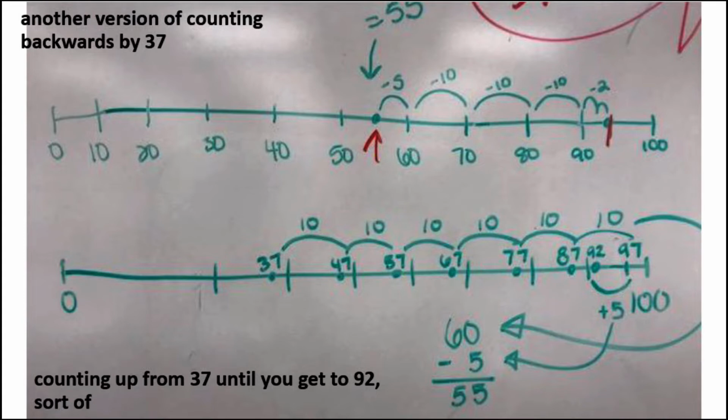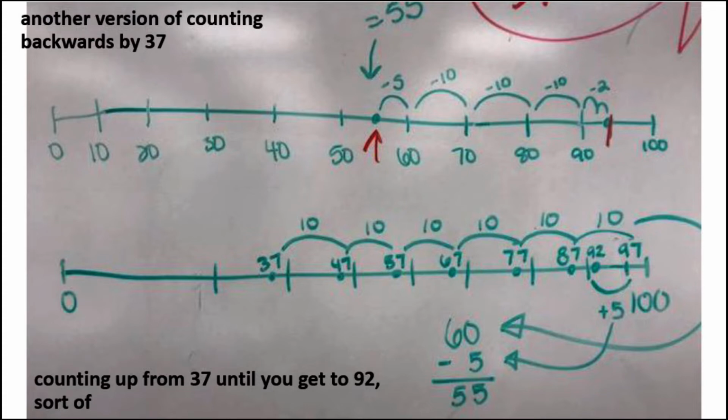Another version of counting backwards by 37, but this time starting off by counting by 2 backwards so that I'm already on one of the multiples of 10. So back by 2 gets me to 90, then by 10 to 80, then 70, then 60, and then subtract the remainder of what I have left to subtract from 37, which is 5, to get me again down to 55. An alternative would be counting up from 37 until I get to 92.